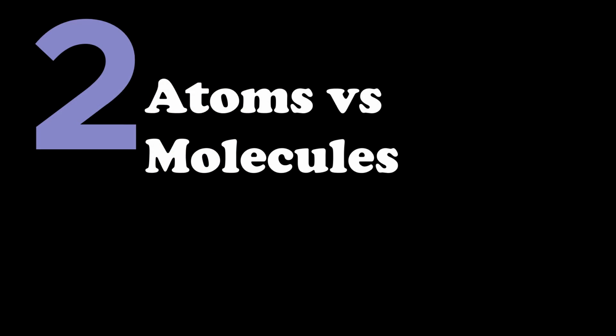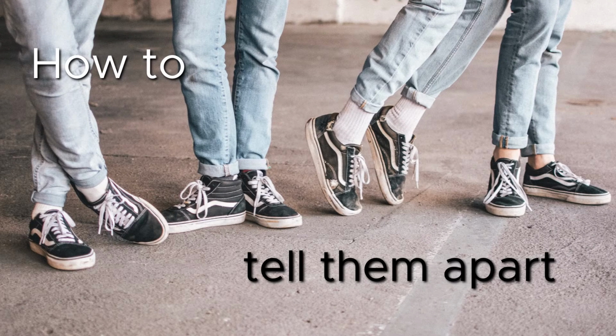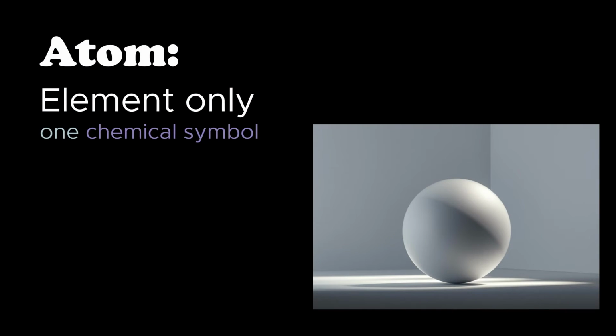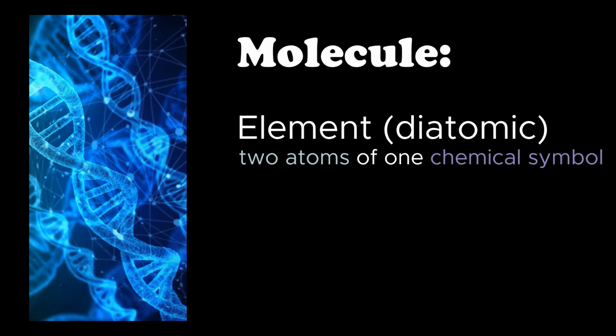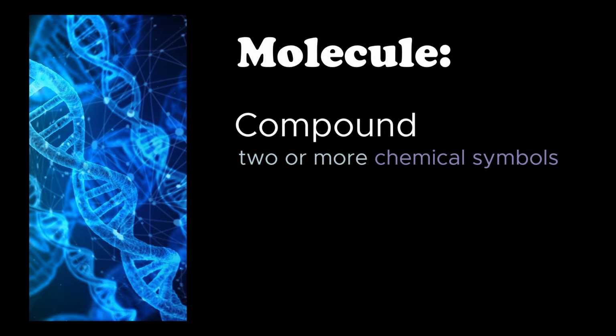Atoms versus molecules. How do we tell them apart? An atom is an element only and consists of one chemical symbol. A molecule can be an element if it has 2 atoms of one chemical symbol, such as our diatomic elements. Or a molecule can be a compound if there are 2 or more symbols in its chemical formula. A molecule requires that there are 2 or more atoms, which can be the same or different elements.